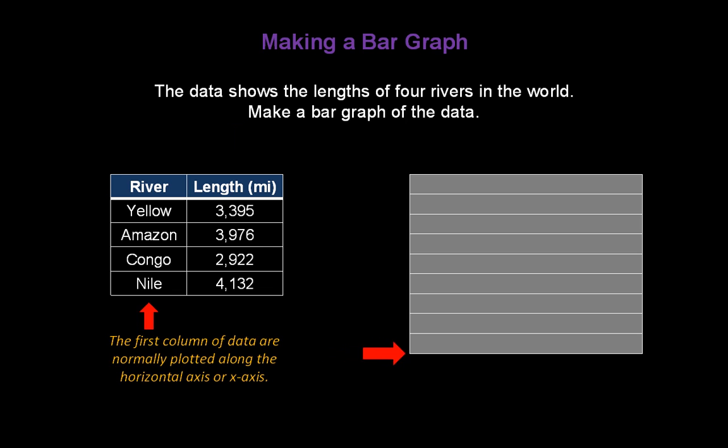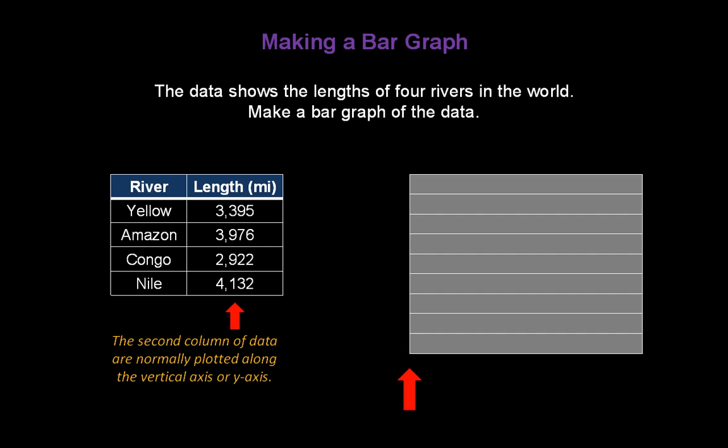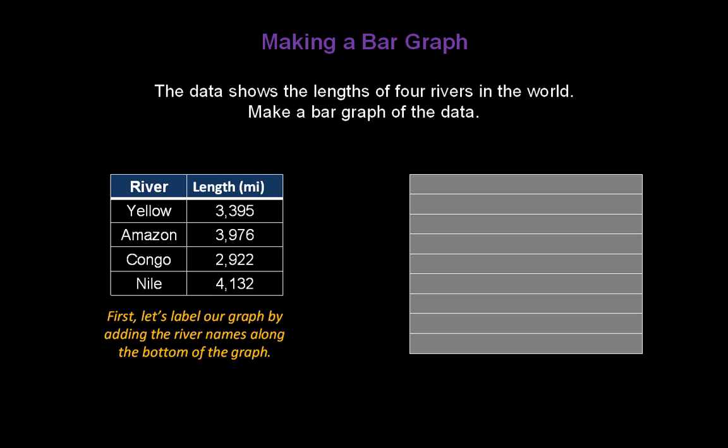Remember, the first column of data are normally plotted along the horizontal or the x-axis, while the second column of data are normally plotted along the vertical or y-axis. So let's go ahead and start by labeling our horizontal axis with the river names along the bottom. Once those are evenly spaced, add a title for that data. Simply calling it rivers is fine.